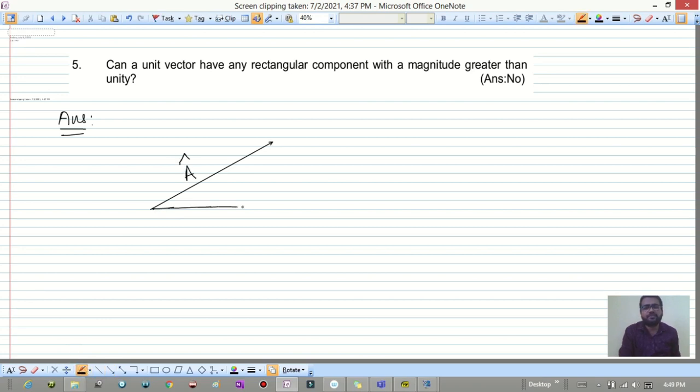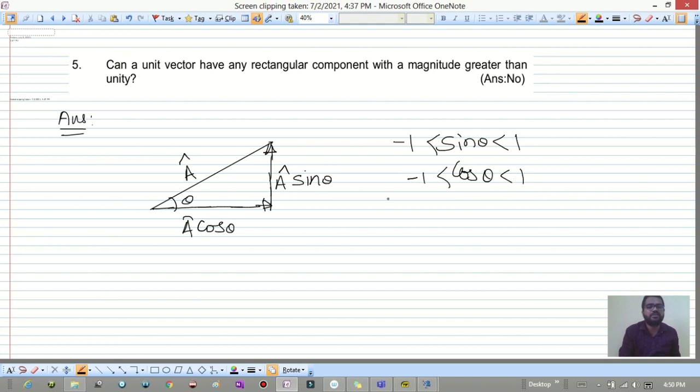Now if you consider the components of this unit vector, these components are always lesser than 1. It is A hat cos theta and A hat sin theta, and sin theta and cos theta are always in between 1 and minus 1, isn't it? So sin theta range is in between minus 1 to 1, and cos theta's range is also minus 1 to 1. And as you can see over here, A hat cos theta and A hat sin theta.